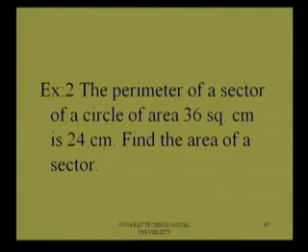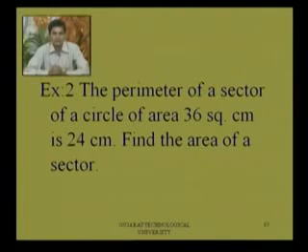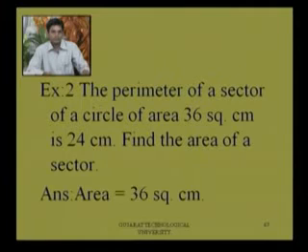Next example: the perimeter of a sector of a circle of area 36 square centimeter is 24 centimeter. Find the area of the sector. The answer is 36 square centimeter.